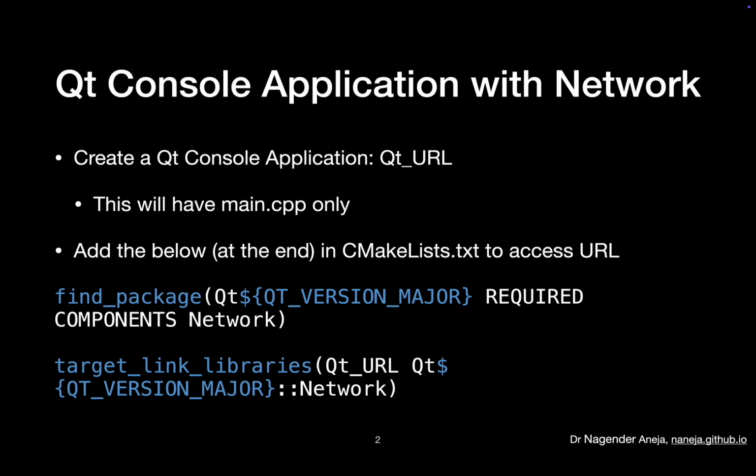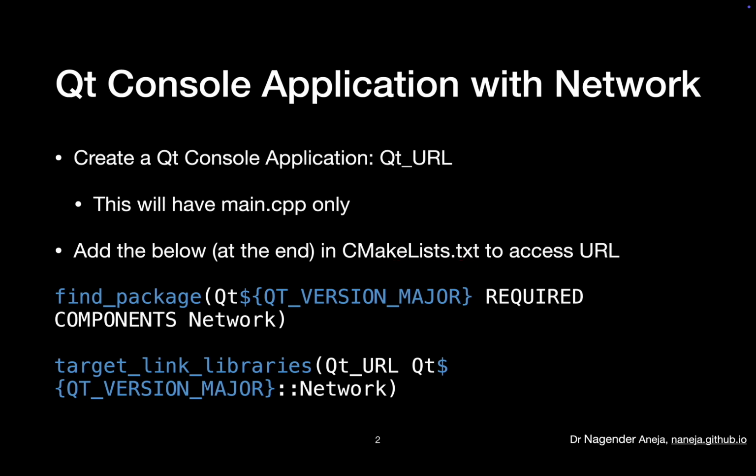Okay, so for this one, again, we are going to have a console application first. So we'll create a Qt console application, and we can call this Qt URL or Qt network, whatever you want to call it. This will have main.cpp only, because if that's the console, then we are going to get only the main.cpp by default.